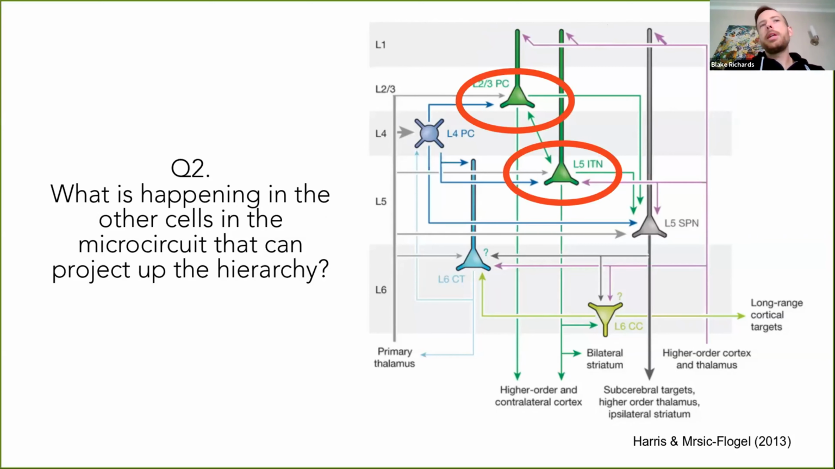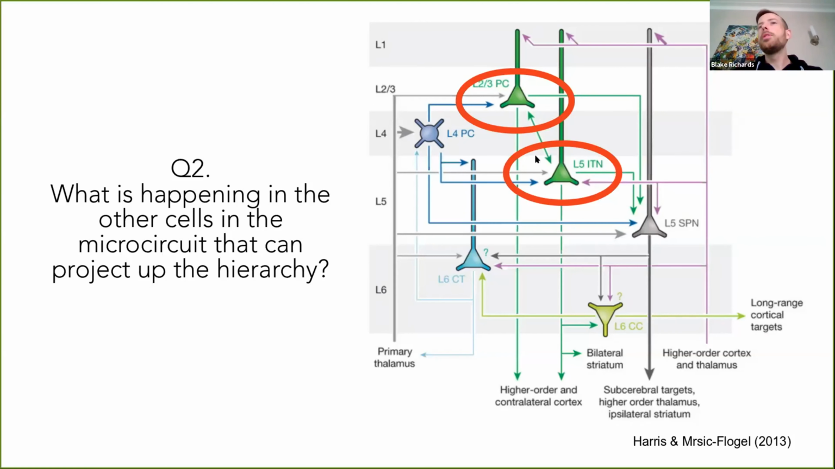Now, another question that we wanted to ask is what is happening with other cells in the microcircuit that can project up the hierarchy? A lot of the work that's been done in animals has been focused on layer 2, 3 cells, and that's been in part just because they are optically accessible for 2-photon imaging. But layer 5 pyramidal cells are also a very interesting target because they can also project up the cortical hierarchy and communicate with those layer 2, 3 cells, and they have these apical dendrites.